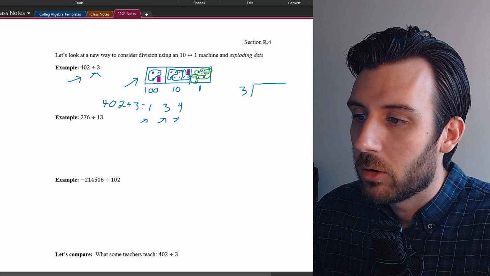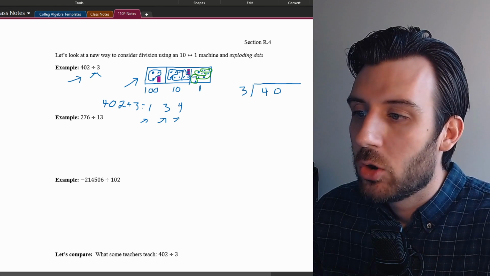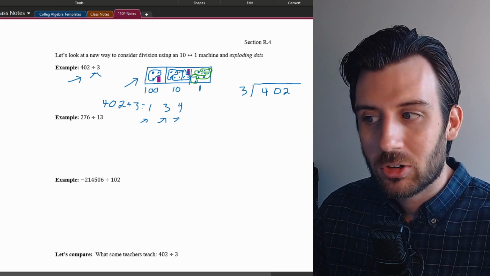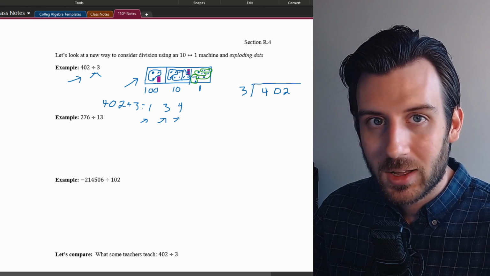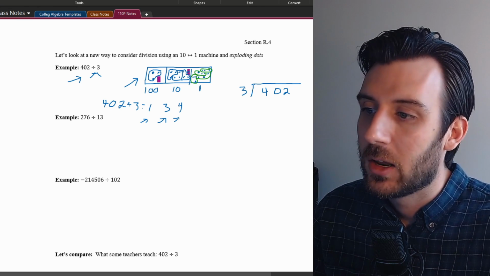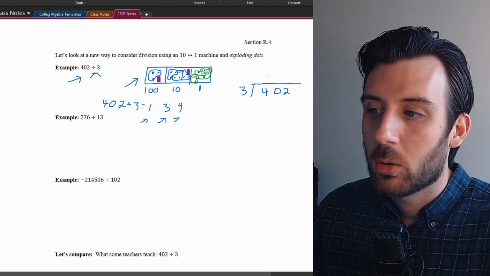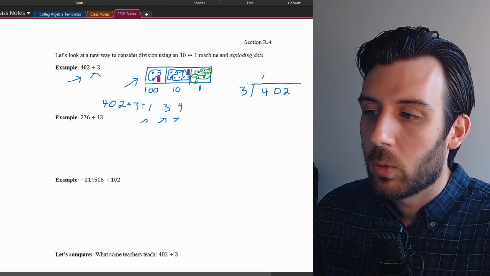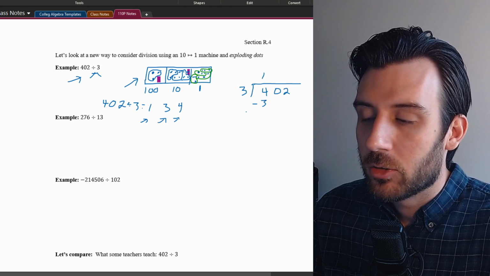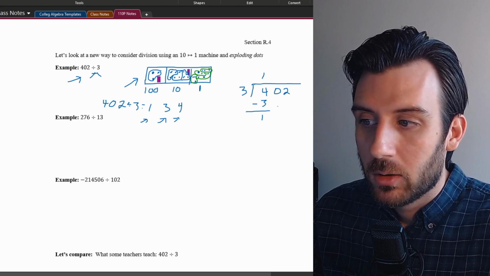3 divided into 402. Notice that the way you do it in long division is the same way we just did it with the exploding dots. I just gave you a picture to help you recognize it. We'd normally say, how many times does 3 go into 4? And you'd say it goes in 1 time. So 1 times 3 would be 3. You would then subtract, and that would get you down to 1, and you'd bring down the 0.